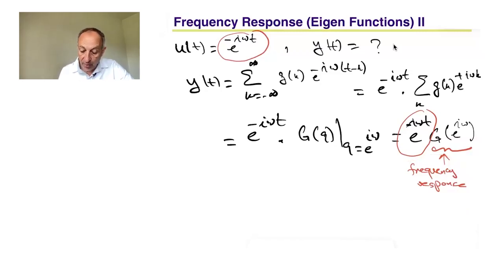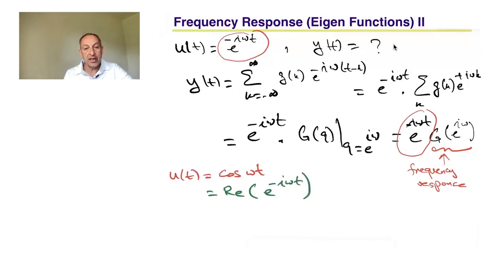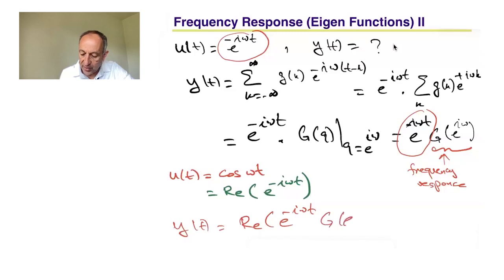So now if you think about the actual input u of t being equal to cosine omega t, that is equal to the real part of e to the minus I omega t. Then the output that I'm looking for, y of t, is going to be the real part of e to the minus I omega t times G of e to the I omega. That's what we see as the outcome of this sinusoidal input.